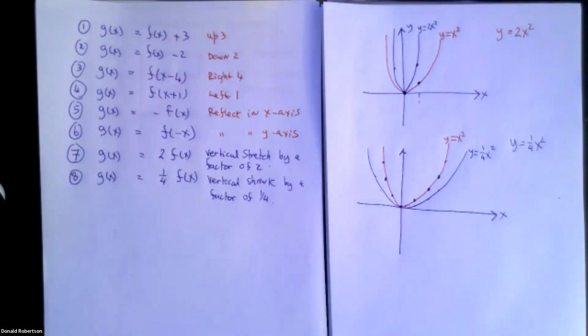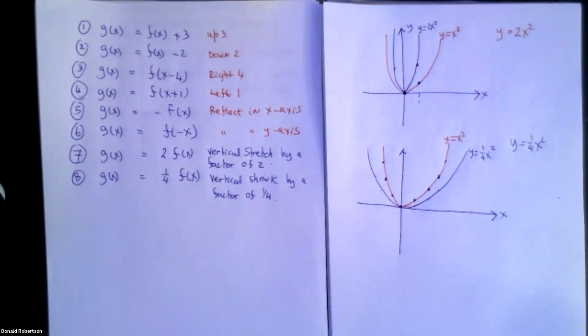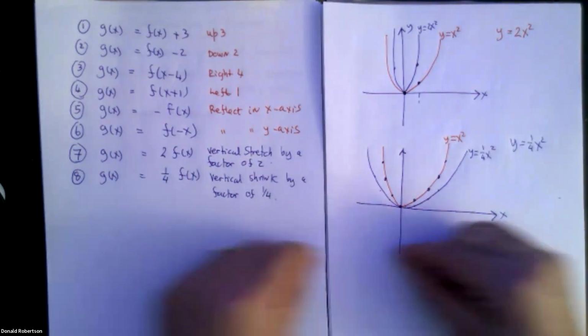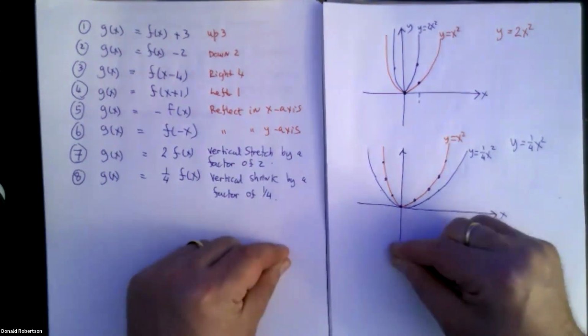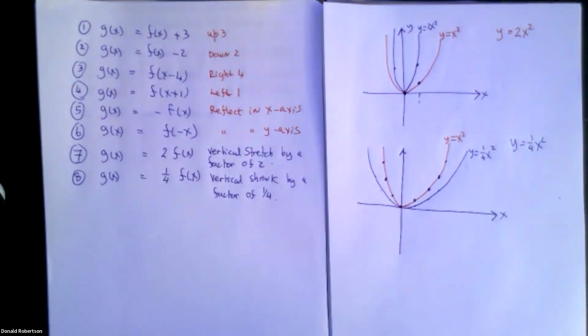So we have 8 major transformations. And the two that I've not spent any other time on are horizontal stretch by a factor of 2 and horizontal shrink by a factor of 2. So one of them you stretch it this way and then you push it in that way. But you can look those up when you like. Okay, so that is the end of this lesson.